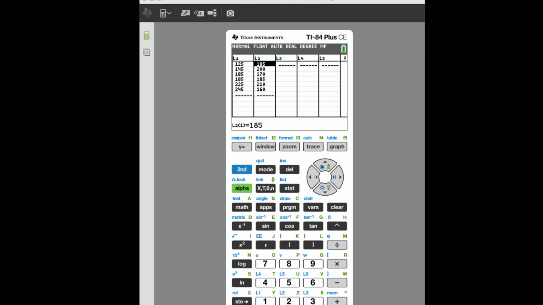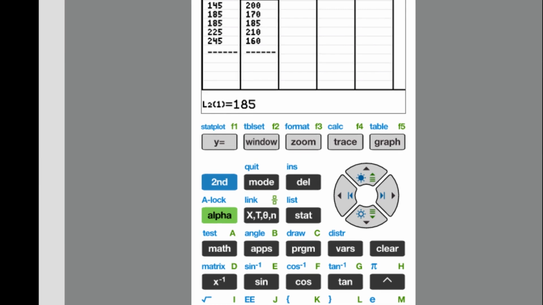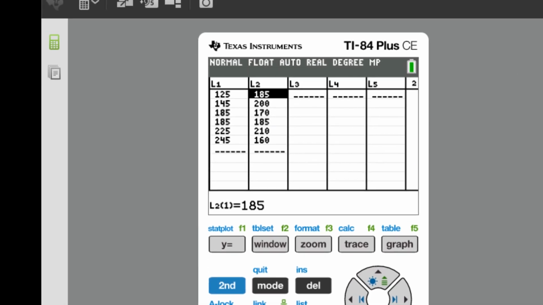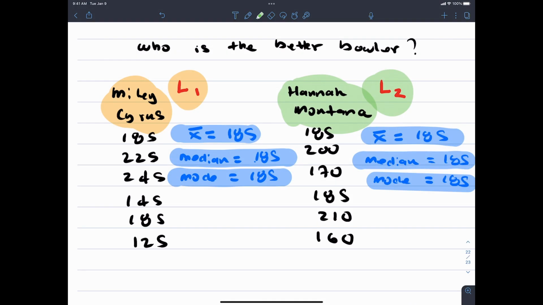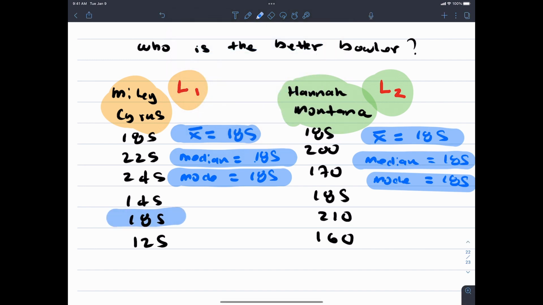Let's take a close look. What do you see about list 1? It's sorted. Is that true? You can see the frequency for 185 being 2. Is that true? Did I even have to do that if I looked at this list myself? No. The most popular data value is 185. So there you go.